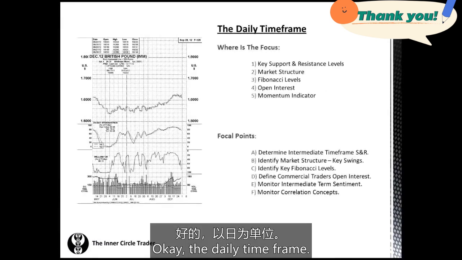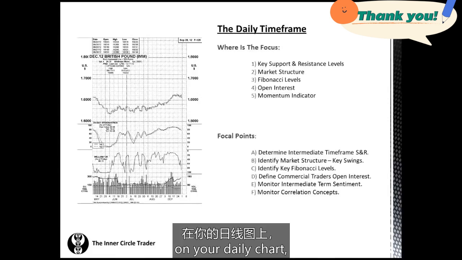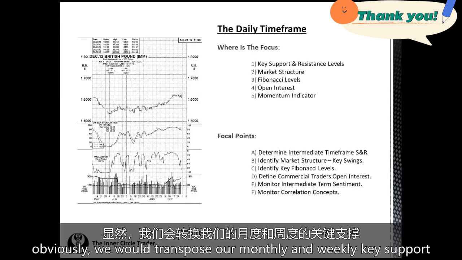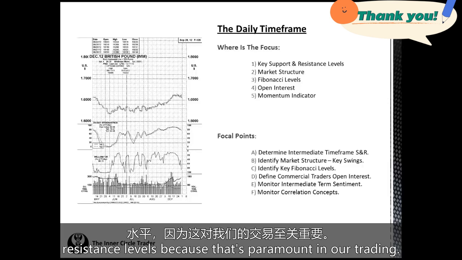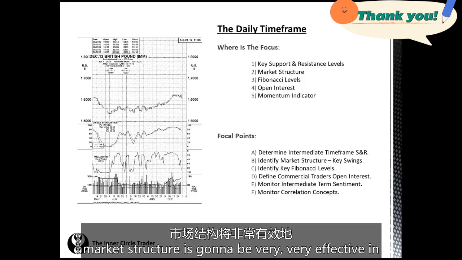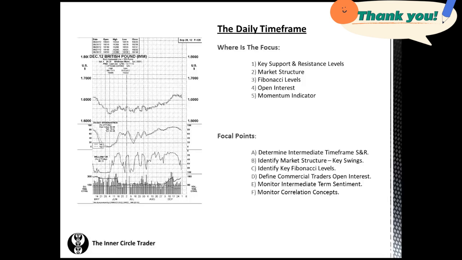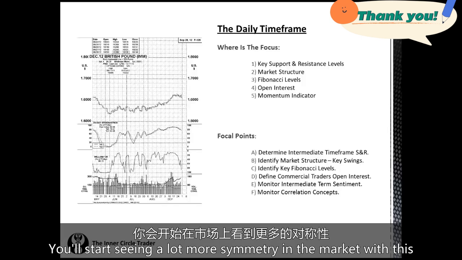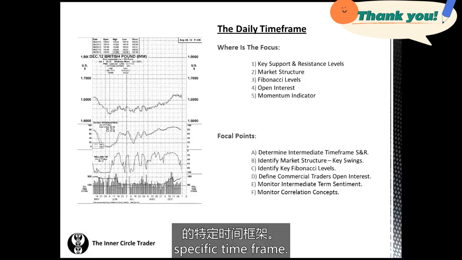Okay, the daily time frame. Okay, on your daily chart, obviously we would transpose our monthly and weekly key support and resistance levels because that's paramount in our trading. Again, much like we did on the weekly, market structure is going to be very, very effective in this time frame. You'll start seeing a lot more symmetry in the market with this specific time frame.